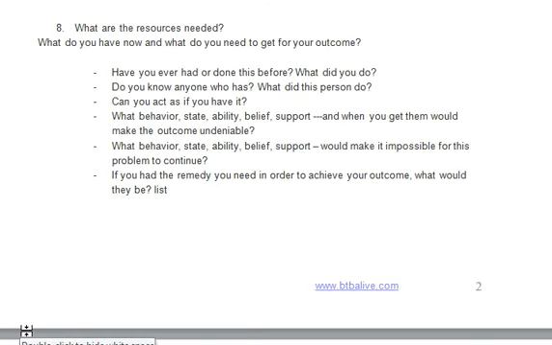Question number 8 is one of the most important evaluations of your goals. It is basically, what are the resources you need? What do you have now and what do you need to get for your outcome?